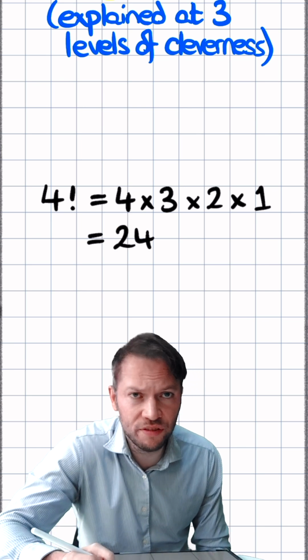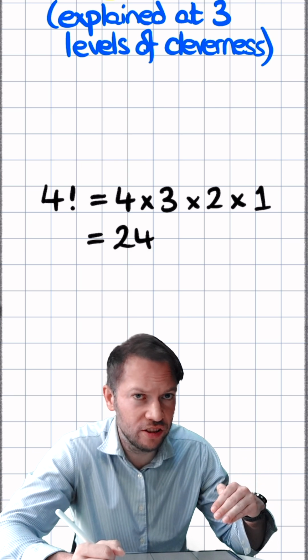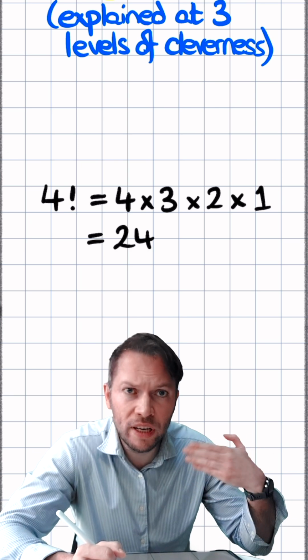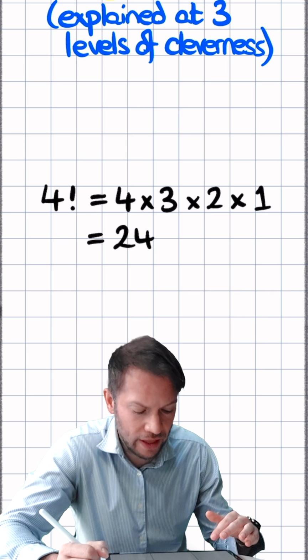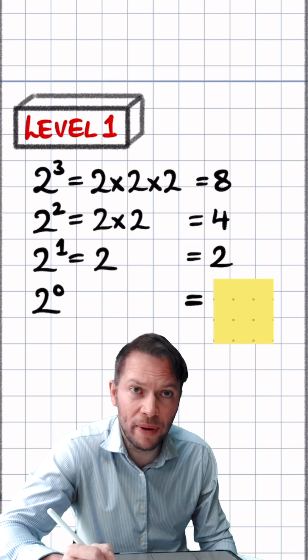But it seems weird to ask what 0 factorial is, because if you start at 0 and multiply by 1 less each time until you get to 1, well, we're already below 1. So how could we work that out? Now, the first level of simpleness, level 1 of 3, is to think about powers.